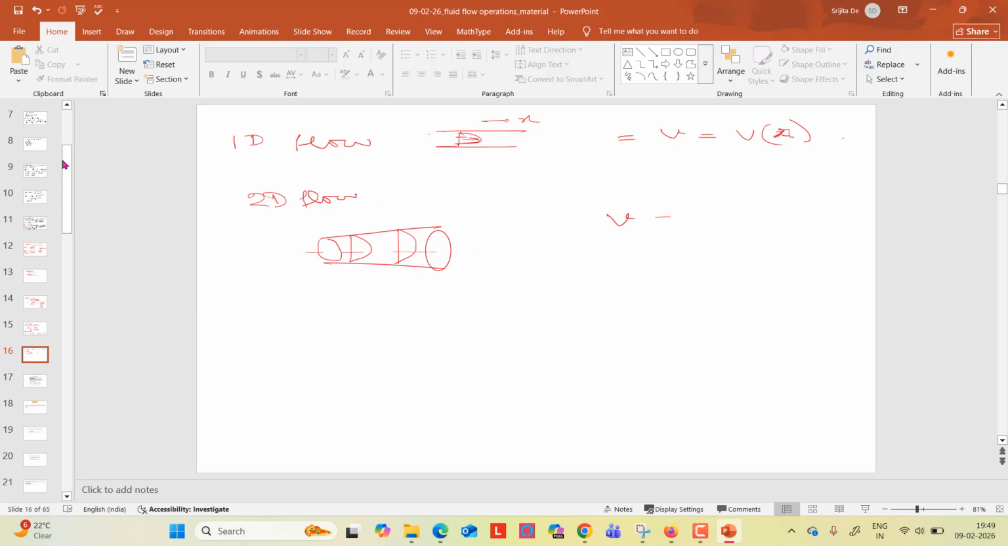So now you can see that v is a function of r and z. So velocity is changing both in the r direction and z direction. And in case of 3D flow, you can see that it is changing in the shape also. So if this is r and z direction, then v is a function of r, theta and z also.